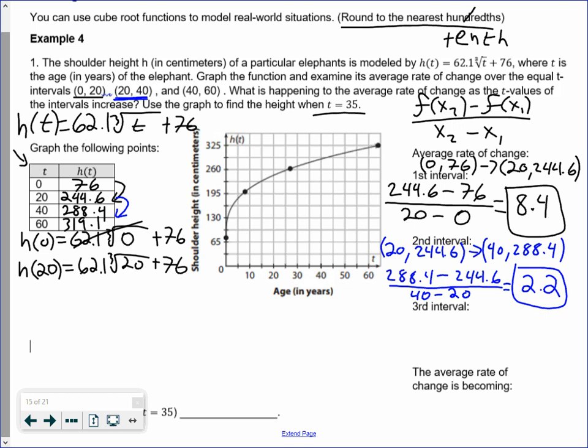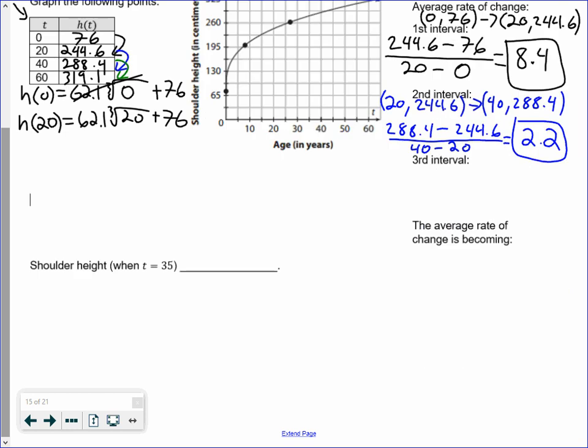And now we have one last interval to do. That's the third one. They want from the t value of 40 to the t value of 60, or from that point to the next one. So it's going to be from the point (40, 244.6) to the point (60, 319.1).